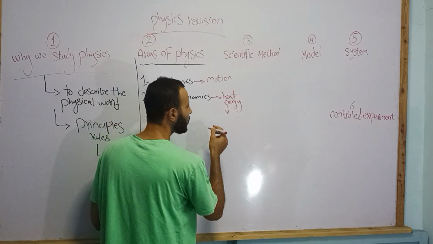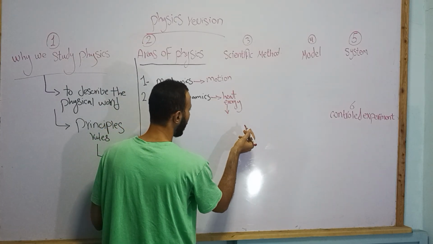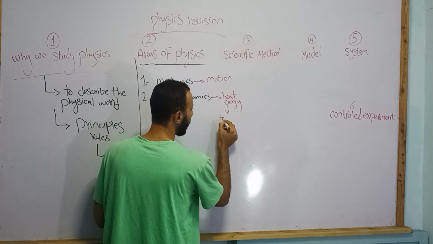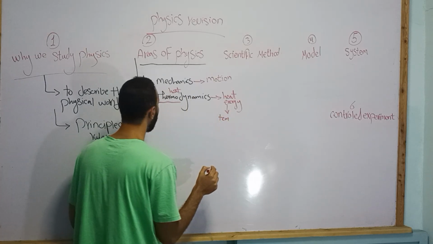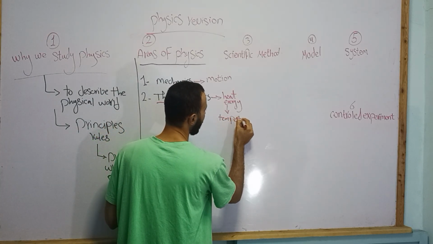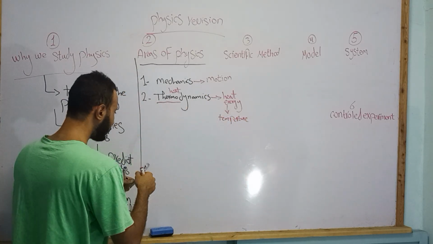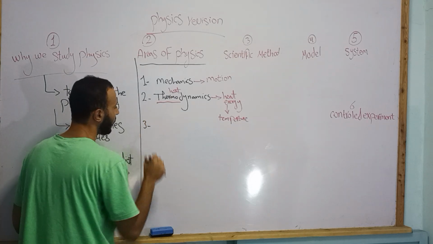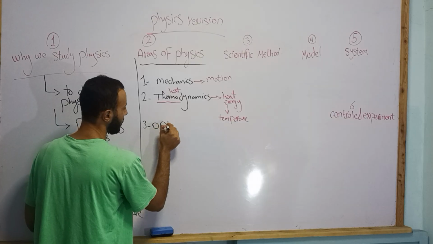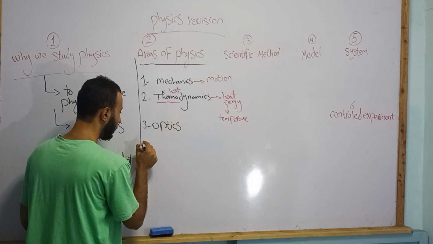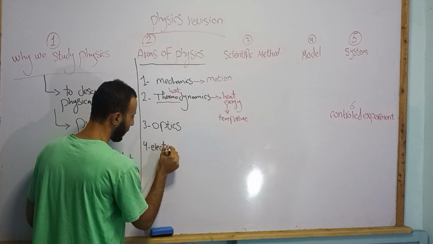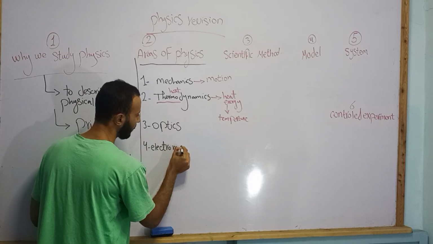Okay, so we're gonna mention the heat energy, we're gonna mention the engine of the car, we're gonna mention the temperature. All of these, we're gonna mention them in the thermodynamics branch. Okay? Number 3, we have a branch called optics. Optics. And number 4, we have a branch called electromagnetism.